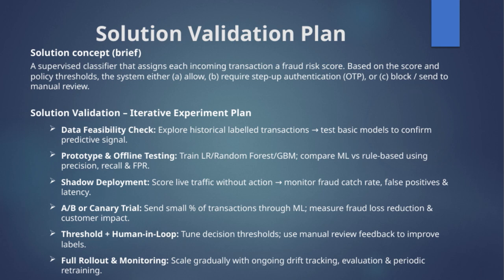We also include a threshold and human-in-the-loop phase, where we fine-tune decision thresholds and use manual review feedback to improve our labels and model accuracy. Finally, once we're confident, we scale the rollout gradually while continuously monitoring for data drift.